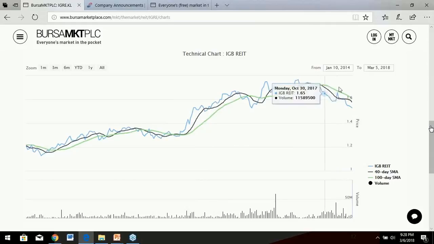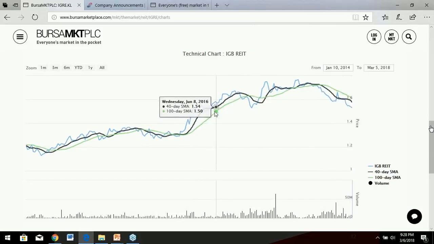Now, second thing is all three lines move downwards. So basically, if I look at this, I can safely say that yes, IGB rate is moving on a downtrend. Okay. So at this moment, it's on a downtrend. In the past, it's an uptrend.